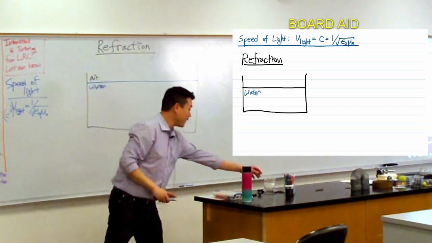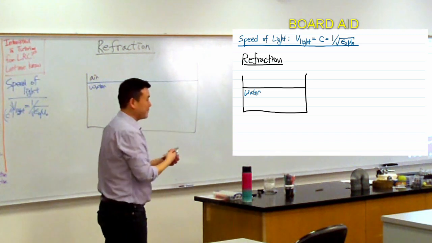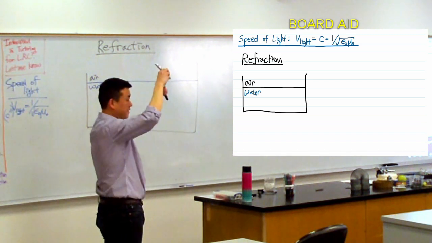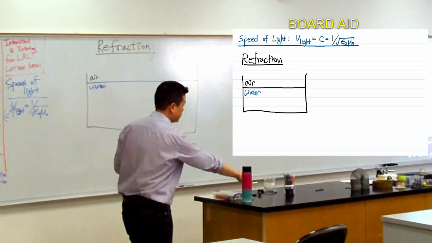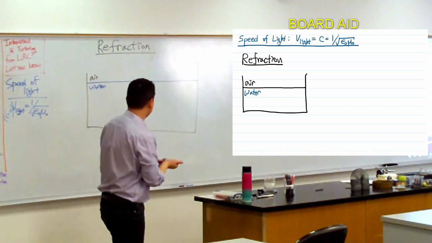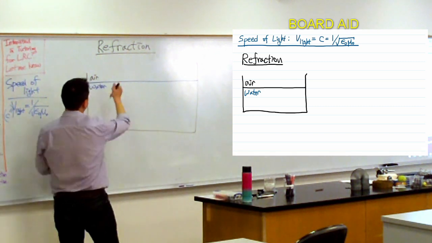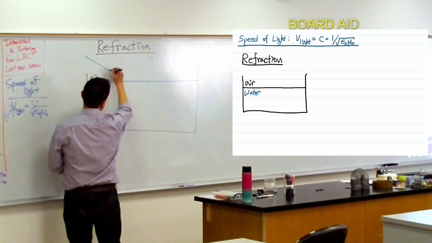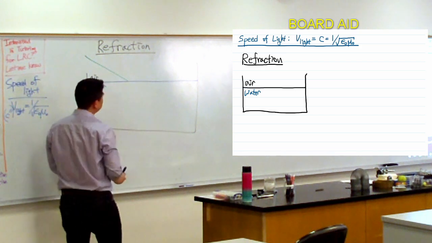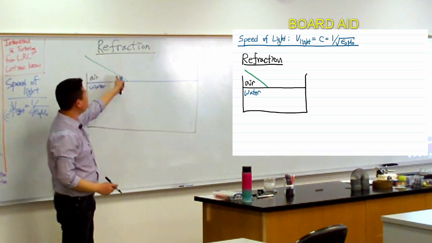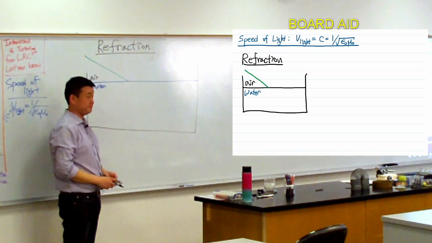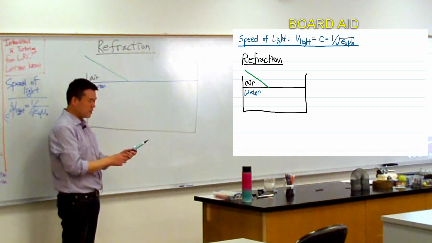Now, I do have a laser light, but imagine I'm shining this laser light down into that water. So there's a beam, a ray of light, that's coming to here. And what happens to this ray of light as it enters this water? It changes direction, right? Most of you somehow know this.